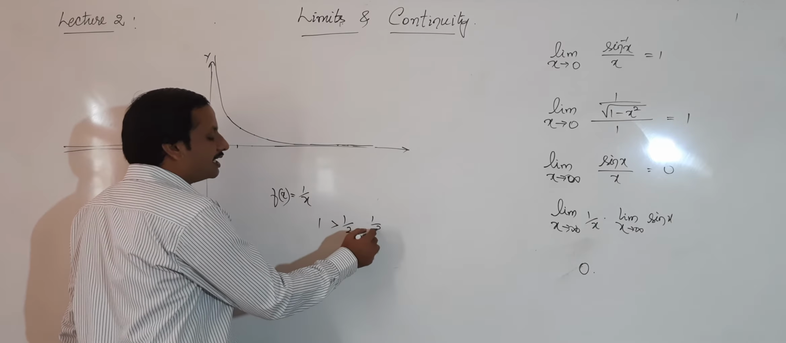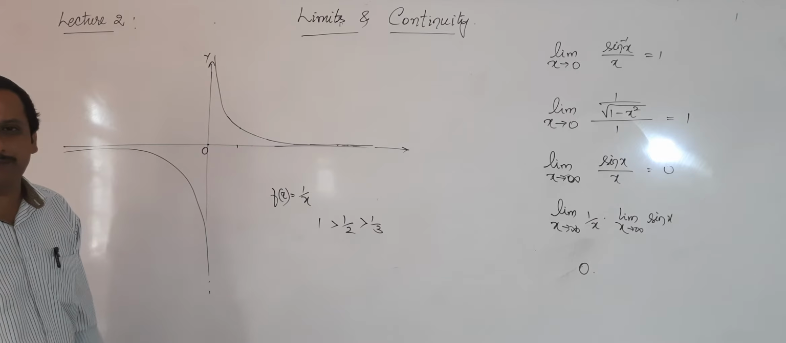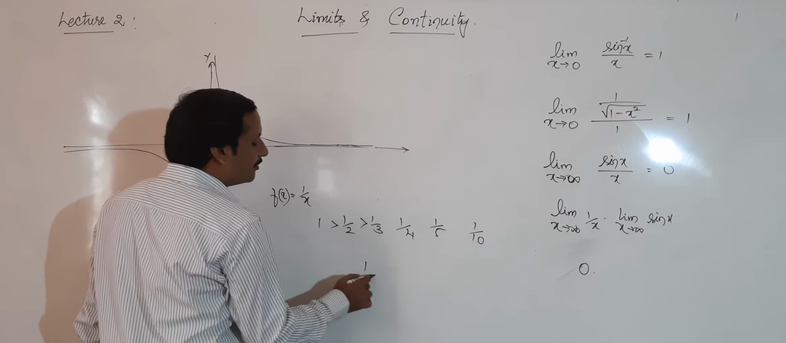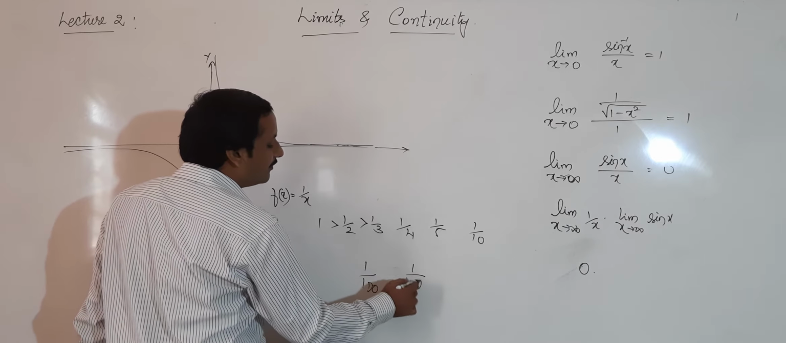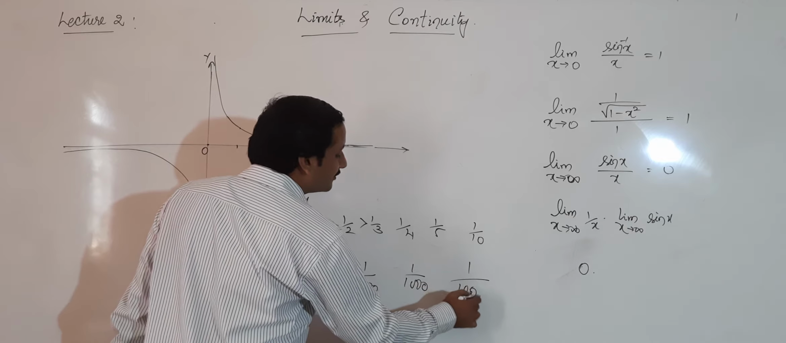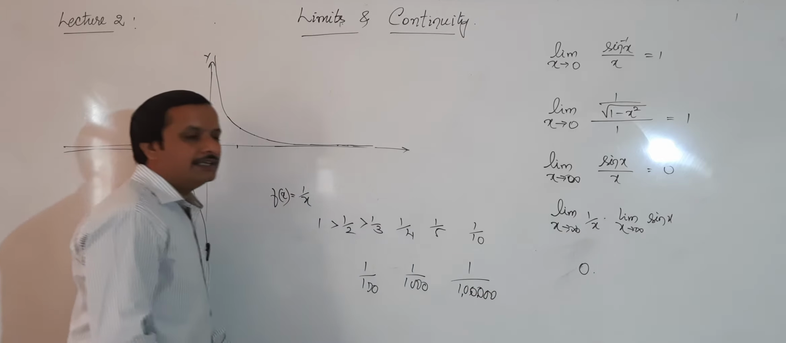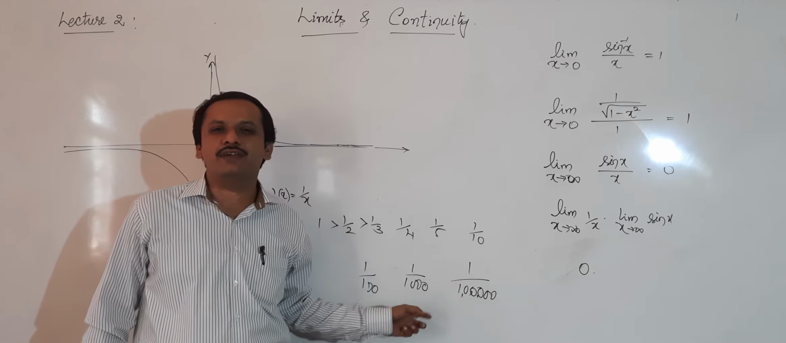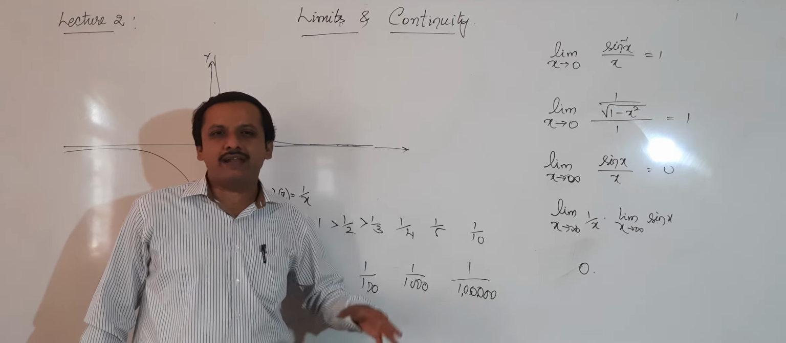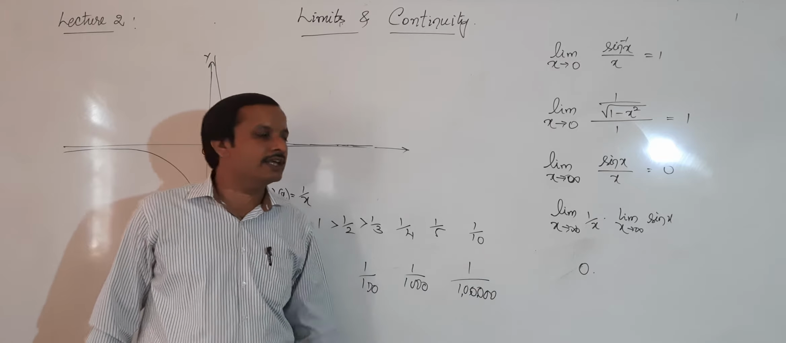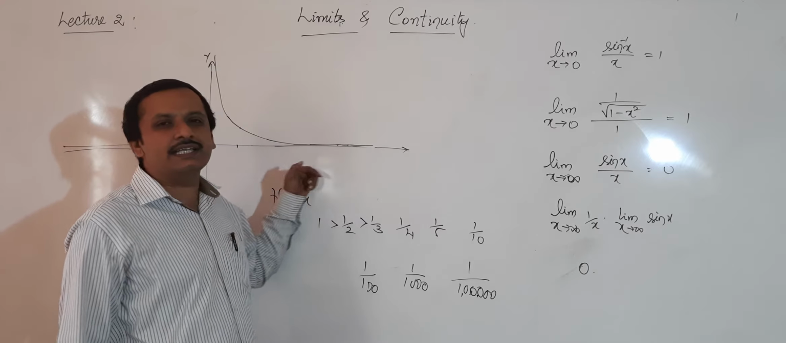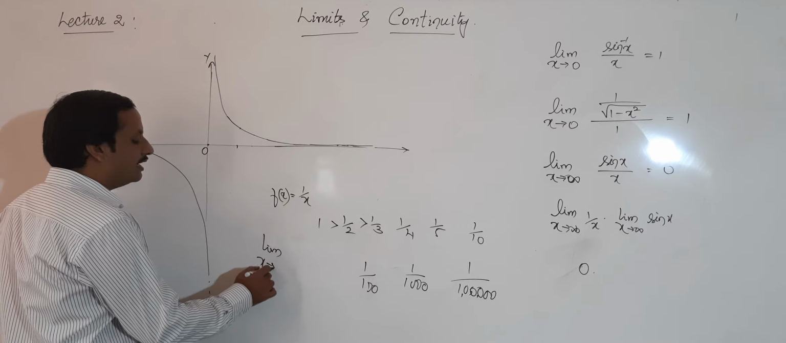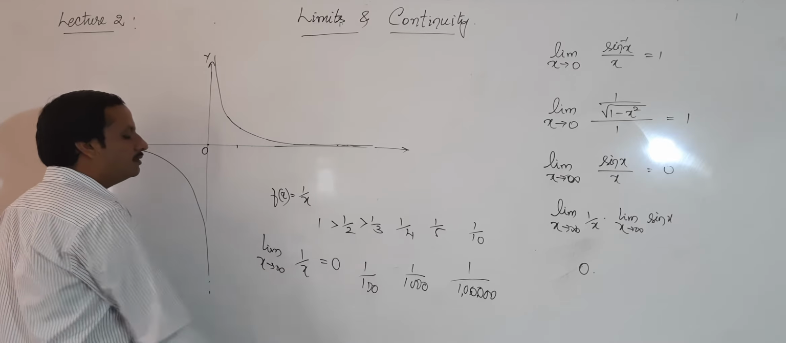Then if I put x as 3, we are getting 1 by 3, which is even lesser than 1 by 2. Then 1 by 4, 1 by 5, 1 by 10, then imagine 1 by 100, 1 by 1000, and 1 by 1 lakh. You can see that as the denominator increases, the value of the fraction goes on decreasing, and by the time this x reaches infinity, the value of 1 by x reaches 0. So I can write that limit x tends to infinity, 1 by x is equal to 0.